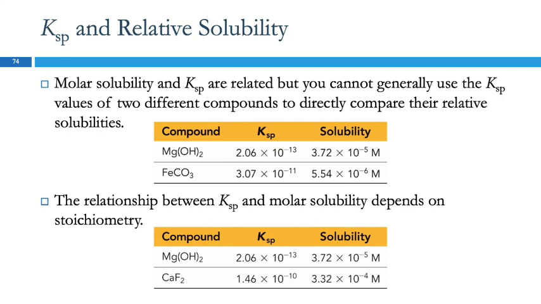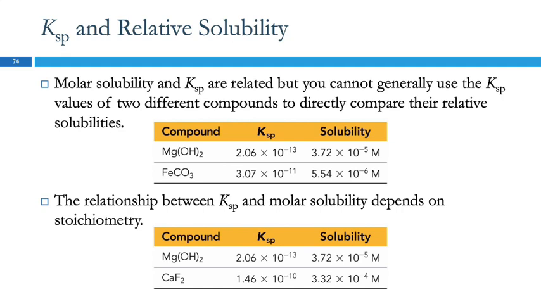So the molar solubility and KSP are related to each other, but you can't just compare KSPs to get relative solubilities. And the reason is that the relationship depends on the stoichiometry, right? If it's one of each ion, KSP is the solubility squared. If it's one ion and two of another, then it's 4s cubed, right? And that's just very different.